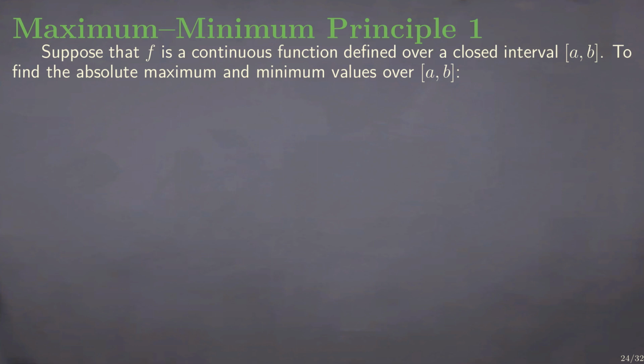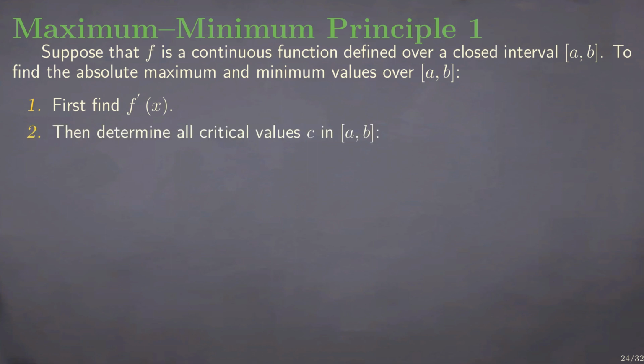And also based on the example, now we can state the maximum-minimum principle 1, saying that if f is a continuous function defined over a closed interval from a to b, then we can find the absolute maximum and minimum values over a and b following these steps. The first step is that we need to find the derivative of f. The second thing is to determine all critical values c in the closed interval from a to b and list them.